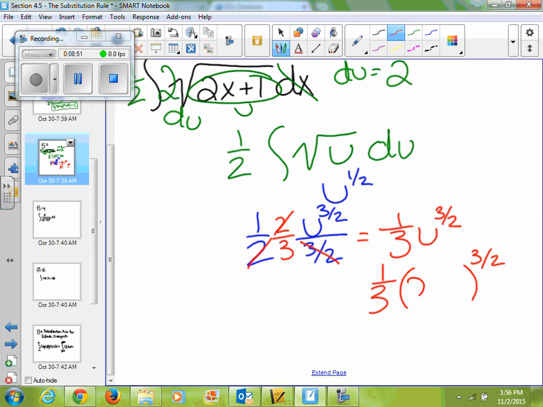X plus 1. So then I back substitute what u equals in for u, and this simplifies to 1/3 times 2x plus 1 to the 3/2. How do we feel about these? Good? Bad? Do you want to do some more? Okay.